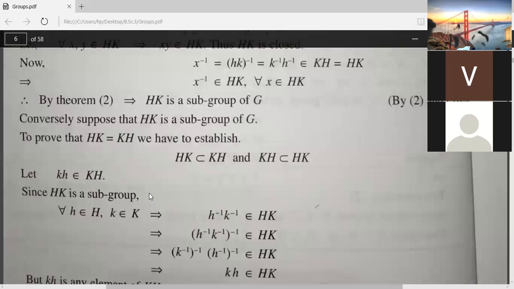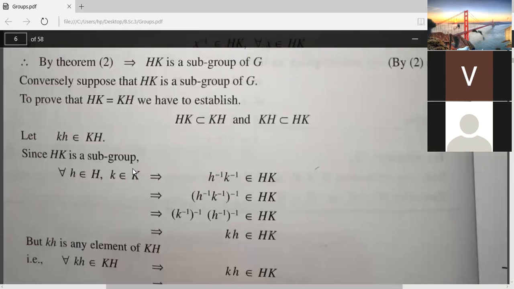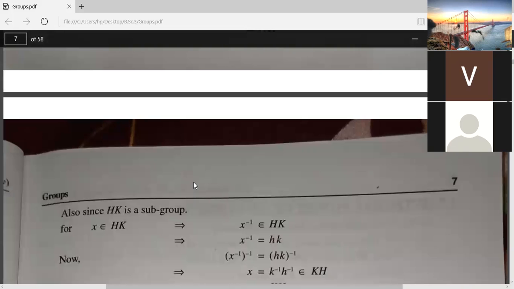Just like in the previous case, instead of proving A is equal to B, you write A is a subset of B and B is a subset of A. Here HK is a subset of KH, and KH is a subset of HK, because A is equal to B means A is a subset of B and B is a subset of A. Now HK is a subgroup. Here you can write H belongs to H.